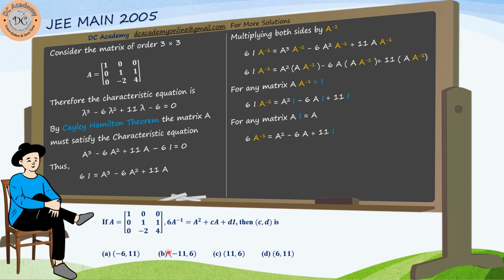Now notice that we already have the given relation. If we compare with it, we can easily obtain c is equal to minus 6 and d is equal to 11. Therefore, in this particular problem, option A is the correct option. And that's it. This is a direct application of the Cayley-Hamilton theorem. Remember that, it's very useful. Hope you understood it. Thank you.